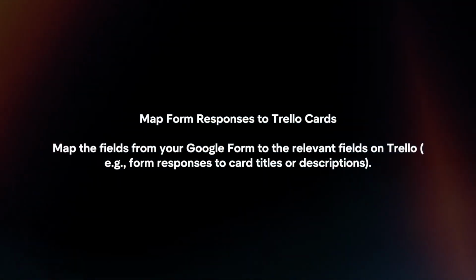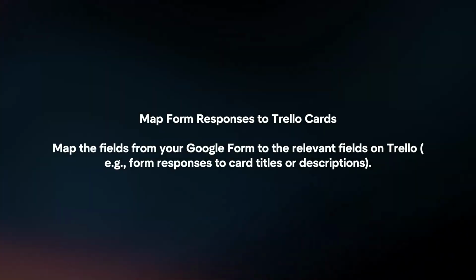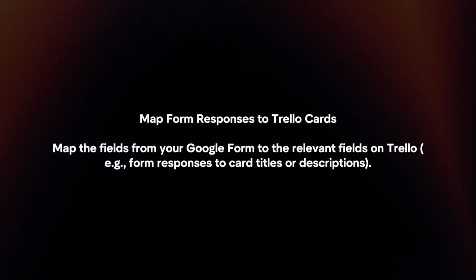Map Forms responses to Trello cards. Map the fields from your Google form to the relevant fields on Trello. Test and enable the Zap. Test the workflow to ensure everything is working correctly. Once successful, turn on the Zap and Google Forms will automatically send responses to Trello as cards.